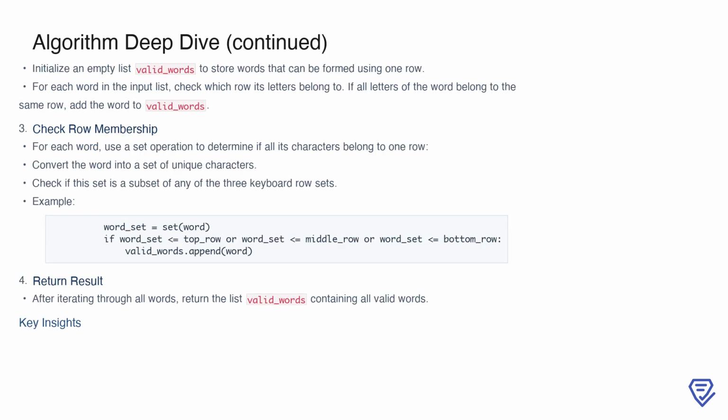To determine which words are valid, we start by initializing an empty list called valid_words where we will store words that can be formed using a single keyboard row. We then iterate through each word in the input list, checking which row its letters belong to. For each word, we convert its letters into a set of unique characters and check if this set is a subset of any one of the 3 predefined keyboard row sets. If the word's letters belong entirely to one row, we add the word to the valid_words list. For example, if the word's unique characters form a set that is a subset of the top row, middle row, or bottom row, it qualifies as valid. At the end of this process, we will have a list of words that meet the criteria.